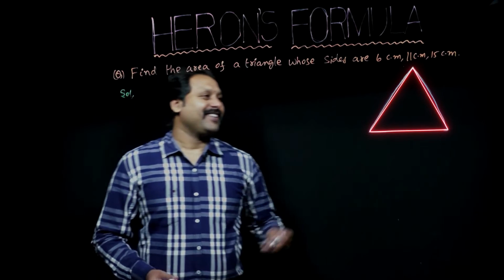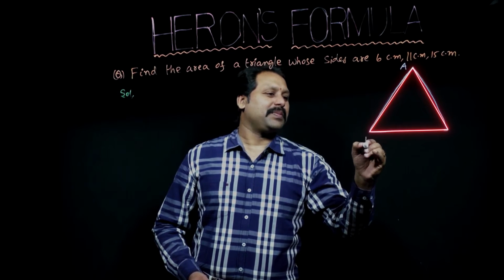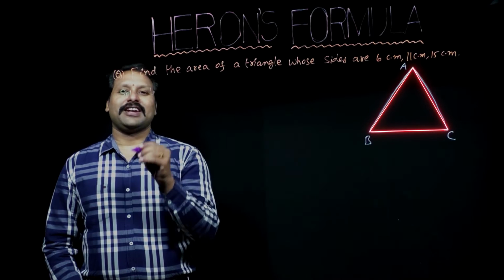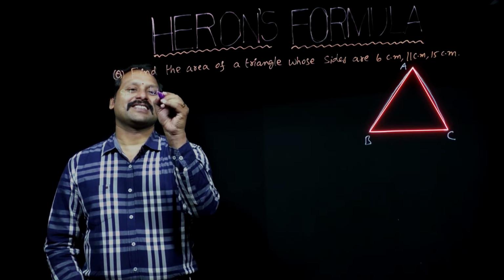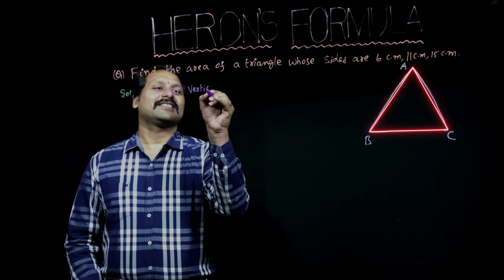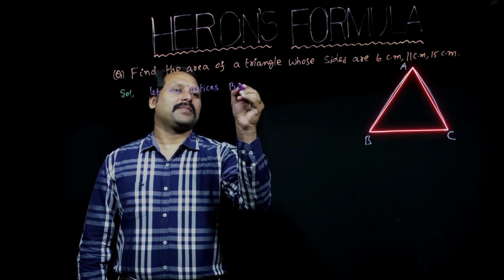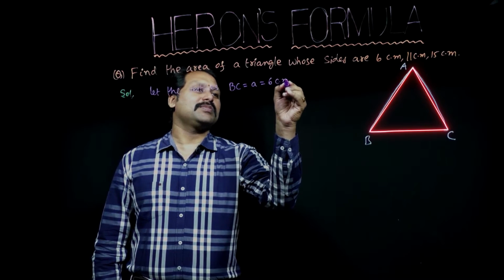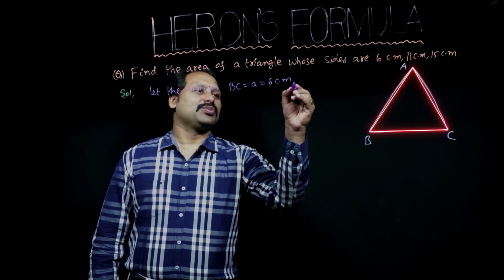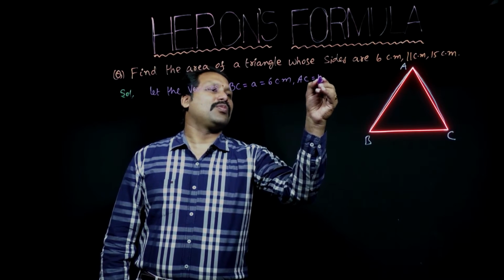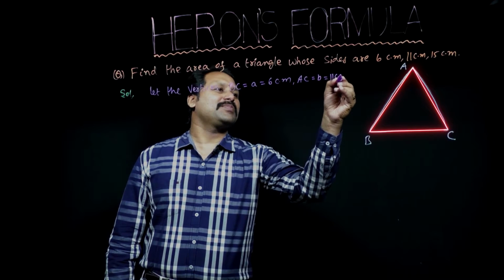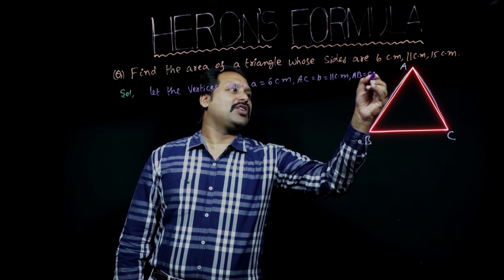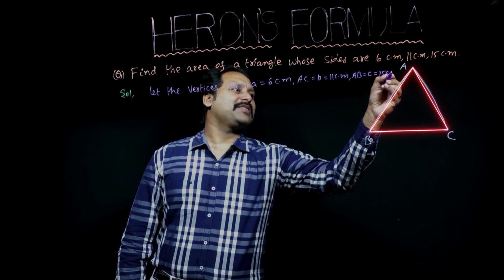The vertices are A, B and C. Let the vertices BC equal to small a equal to 6 centimeters, AC equal to small b equal to 11 centimeters, AB equal to small c equal to 15 centimeters.